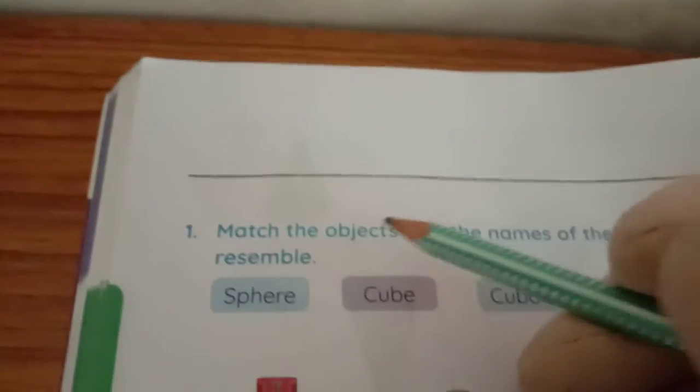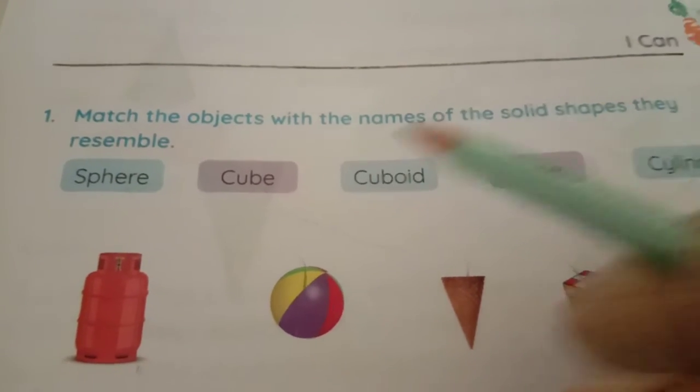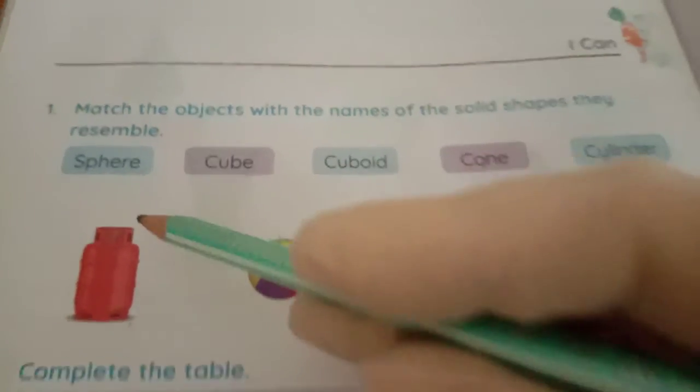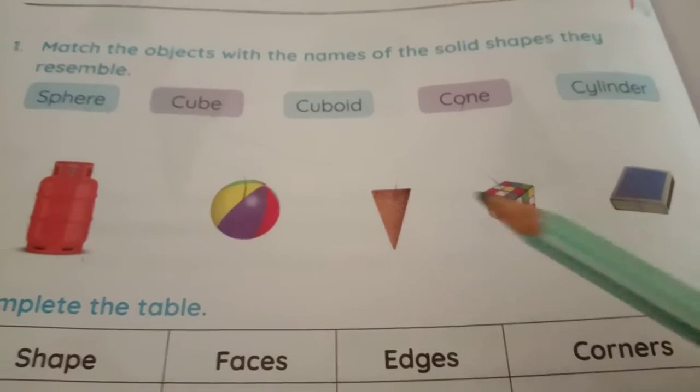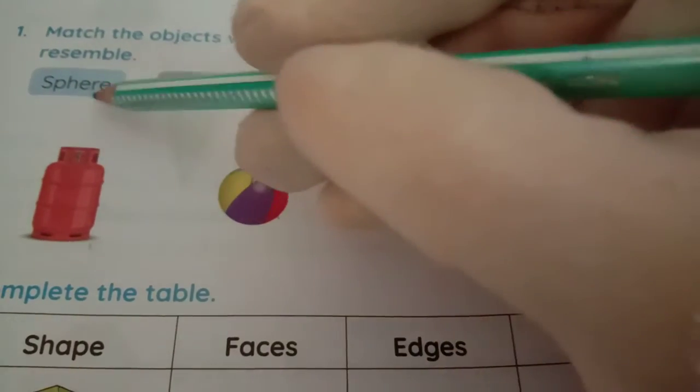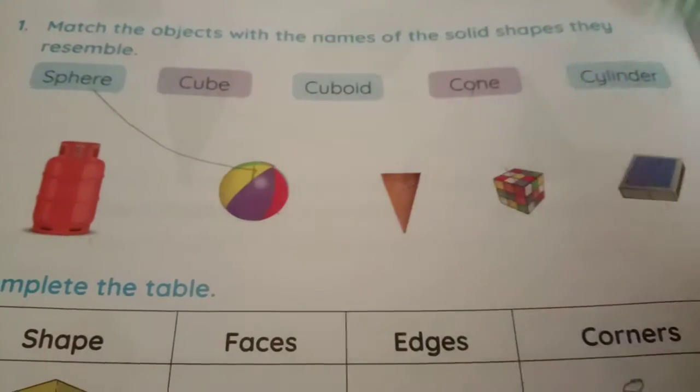match the object with the name of the solid shape it resembles. Now sphere. Sphere is given here. Look at this picture. Which shape is the sphere? So the ball shape is the sphere. So we have to join this sphere with the ball.